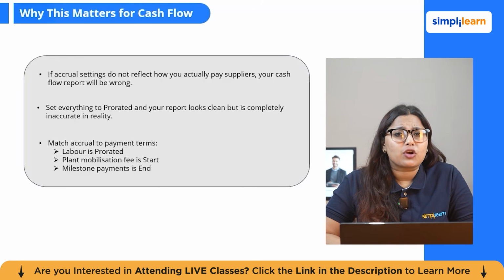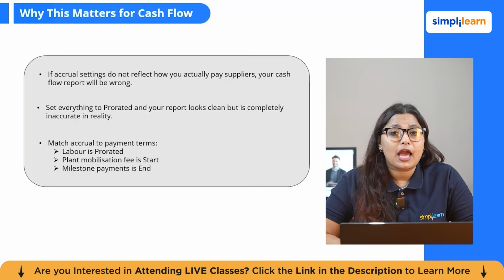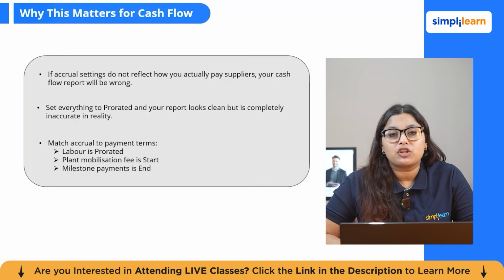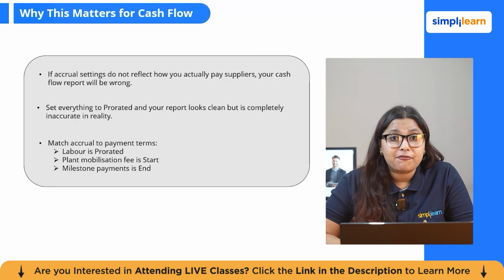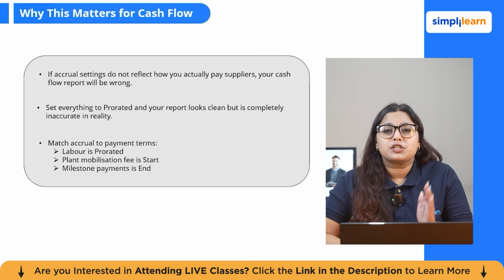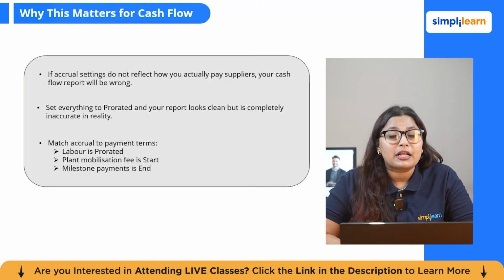Cash flow in construction is critical and often the difference between a profitable project and a problem one. If your MS Project cost accrual settings do not reflect how you actually pay your suppliers and subcontractors, your cash flow will report wrong. Set all the resources to prorated by default, and your report shows smooth and even spending. It looks clean but is completely inaccurate if you have large upfront mobilization payments or end-of-stage milestone releases.